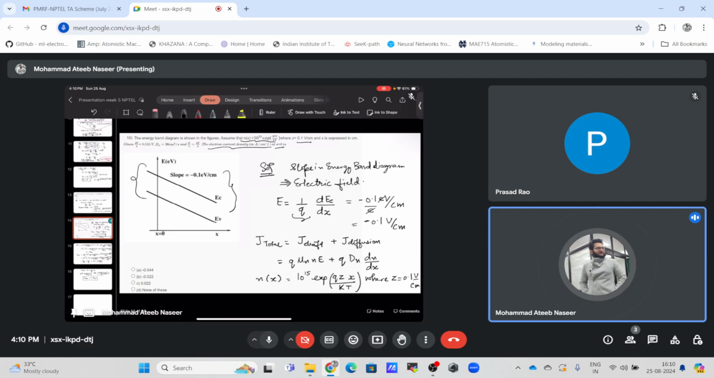So since none of the options is matching our solution, we will select option D, because the concentration gradient has resulted in the inbuilt field, and as a result we are having zero total current density due to the electrons.